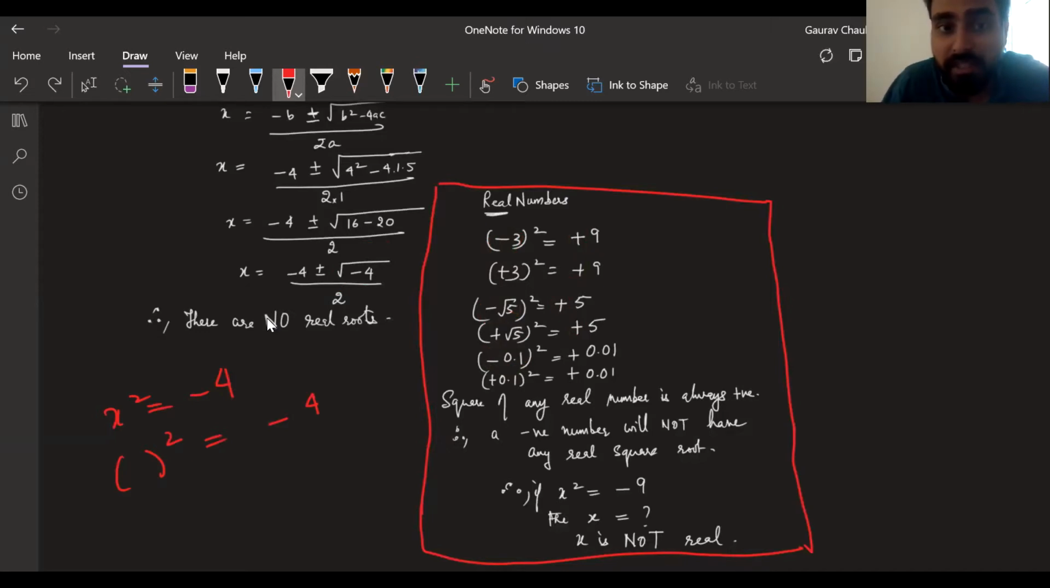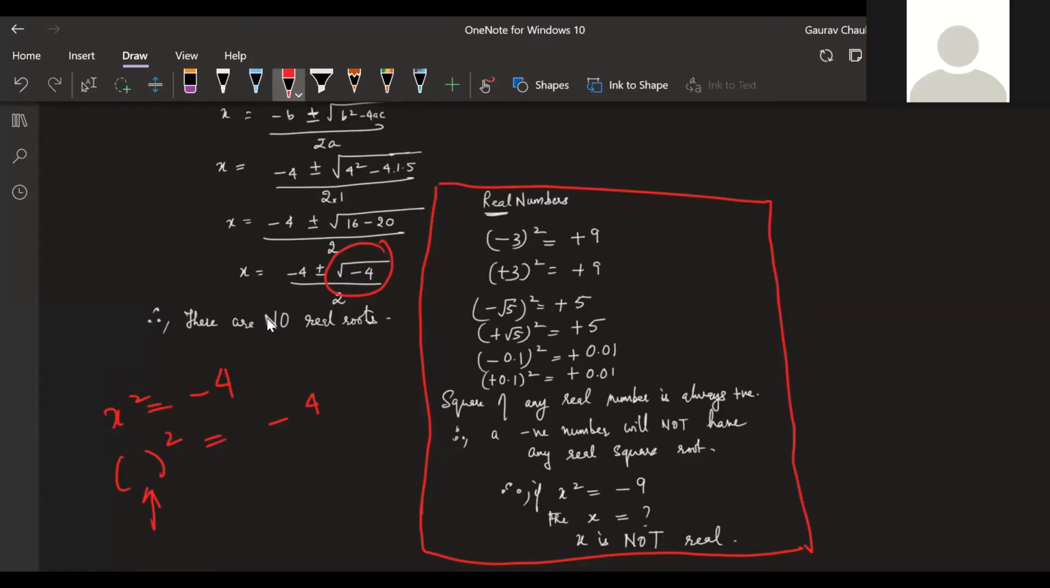But this guy is telling me I should take square root of negative number. How can I do that? I don't know any such number where x is, I can put something here. Can you put something here? Do you know anything you can put here? You will get plus -4 on the right side. No, sir, it's not there.